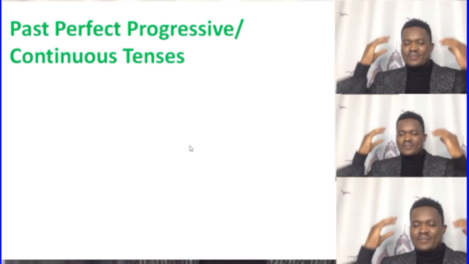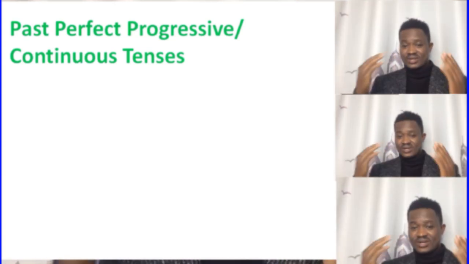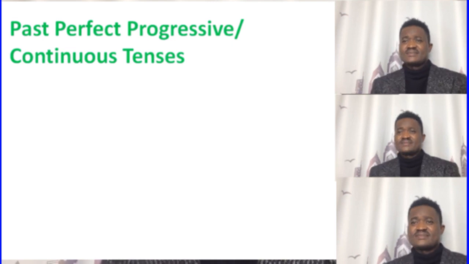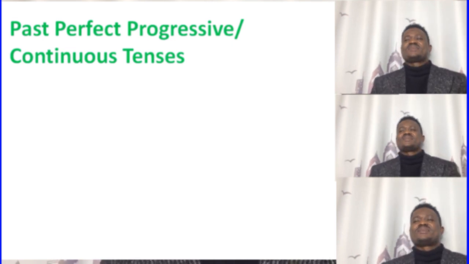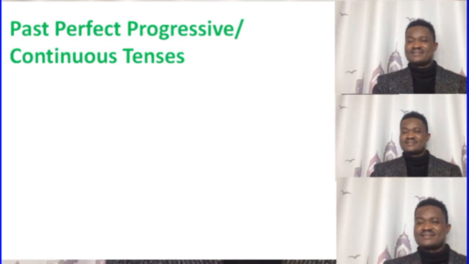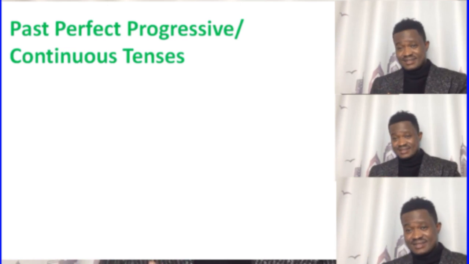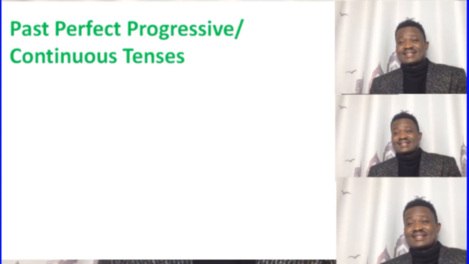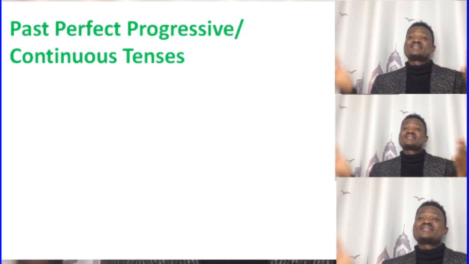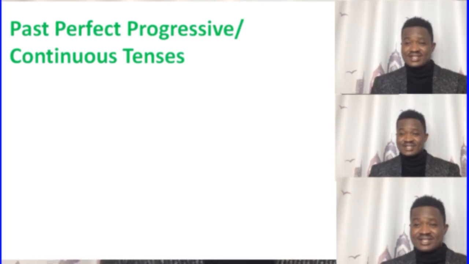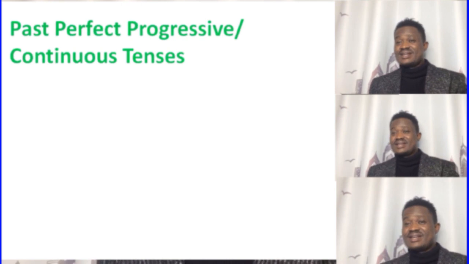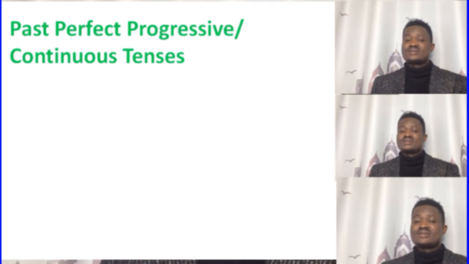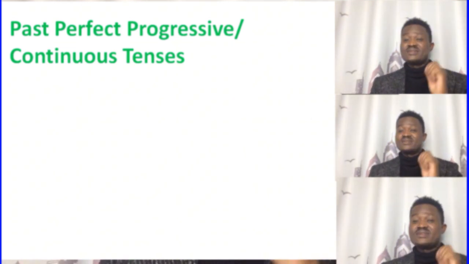Past perfect progressive or past perfect continuous tense. All right. Okay, guys, when we're talking about past perfect progressive, this connects the past progressive to the past simple. So this is to say, there is an action that started in the past and is still going on in the past with another action that already started, and the other action is in the simple past. So we are talking about two events here.